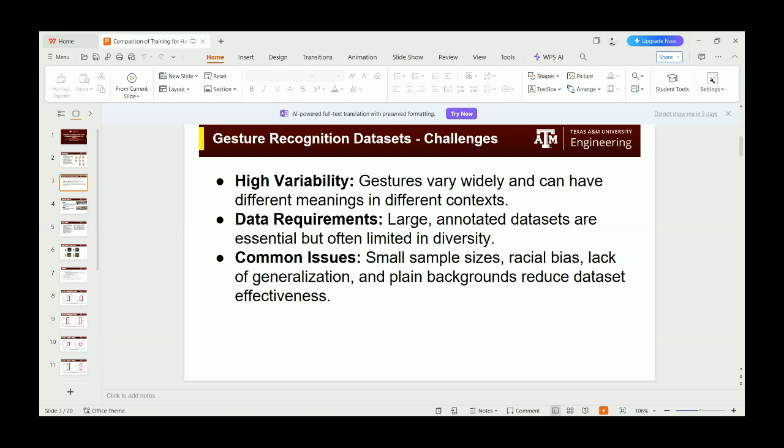There's a significant amount of racial bias. So we see a lot of pictures of white people, for example. We don't see a lot of people that may be African-American or African or maybe from South America. There's a lack of generalization. The environment in which we see them is not very generalized. People take images of these in front of white backgrounds, for example. That doesn't help very much, and that reduces the effectiveness of the data sets.